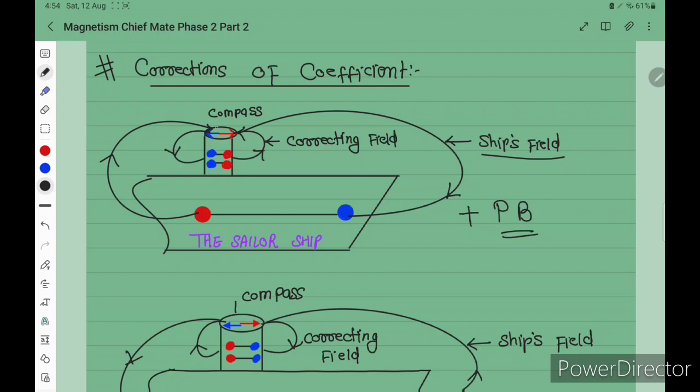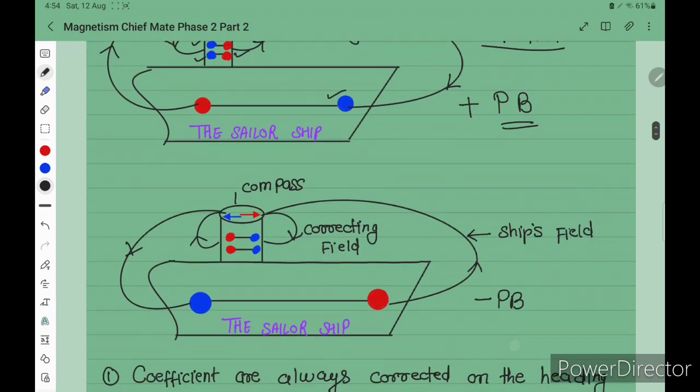Now we have the compass, so we have to apply an equal and opposite field. If you see this, in the compass binnacle we put the opposite: here it is blue, so we make it red, and here it is red, so we make it blue, so that it will compensate equal and opposite. Same, minus PB: the blue pole acting stern, red pole acting towards bow. We have to keep this magnet, the correcting field, in the binnacle below the compass, which is equal and opposite.